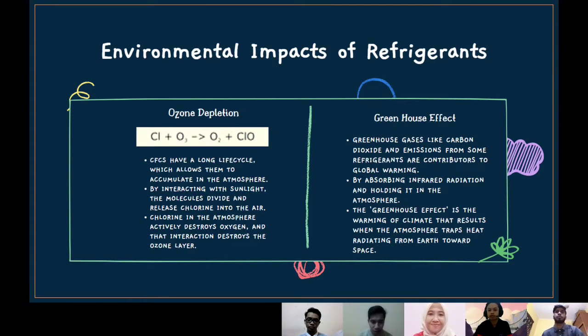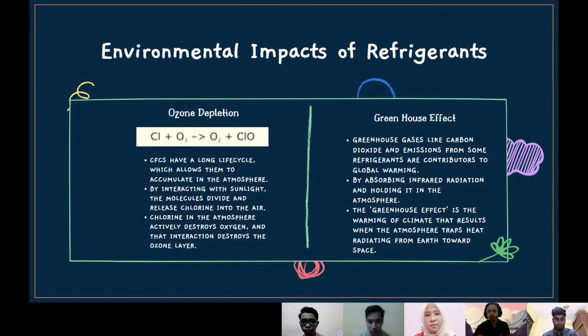Thank you. Okay, thank you. So next, I will talk about the environmental impacts of refrigerant. The first one is ozone depletion. CFCs have a long life cycle, which allows them to accumulate in the atmosphere. By interacting with sunlight, the molecules divide and release chlorine into the air. The chlorine in the atmosphere actively destroys oxygen, and that interaction destroys the ozone layer.